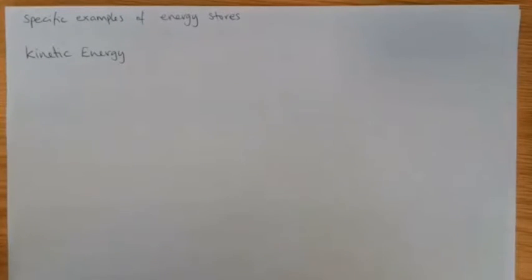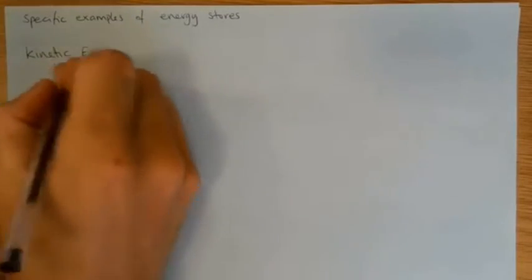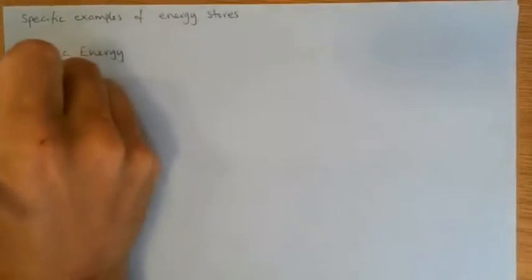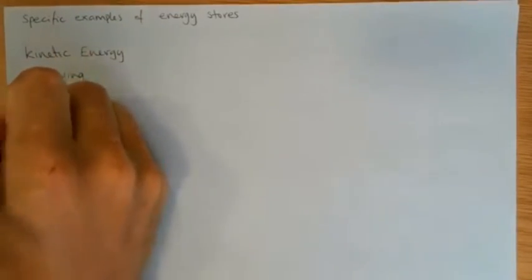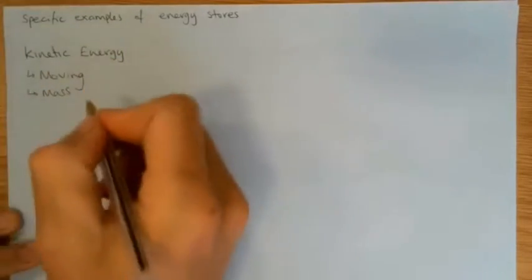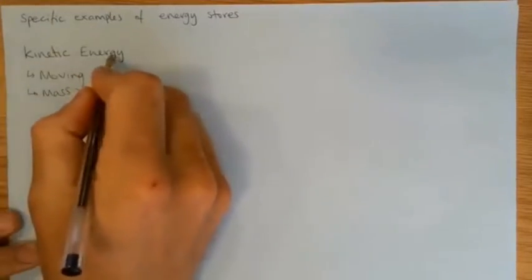So we're just going to look at some specific examples of energy stores that you need to know the equations for. You need to be able to remember these and use them. So kinetic energy is to do with the energy associated with moving, and those are objects with mass. So if you have a mass, an object that is moving, then it has a kinetic energy store.